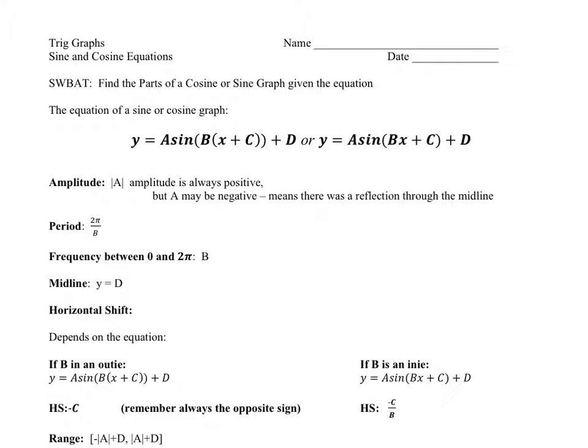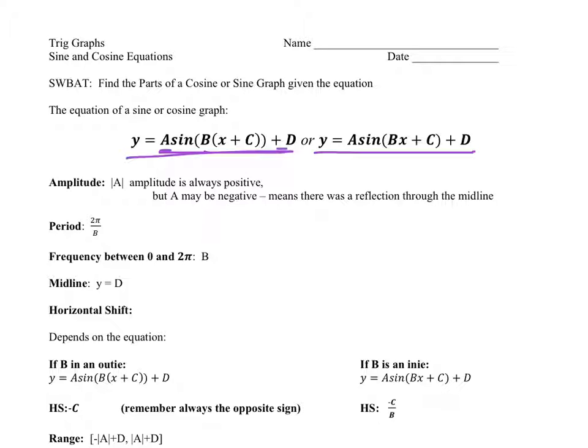Okay, today we are doing trig graphs, but we're discussing their equations. So we're doing sine and cosine graphs, and we're going to find all those parts we talked about yesterday, but from the equation. So this is one equation that we often use. It's got an A, B, C, and D. Same deal with this one. It's slightly different, and we're going to be using that also. Not a big difference between the two, but they're all good.